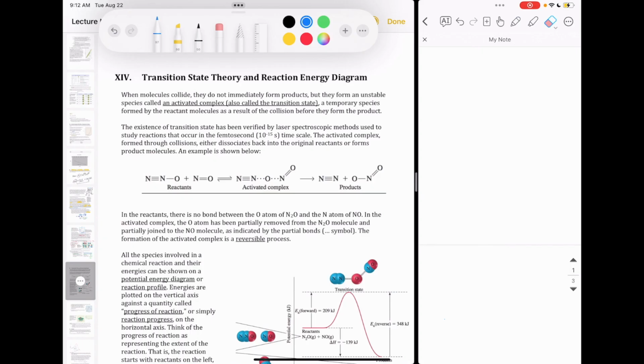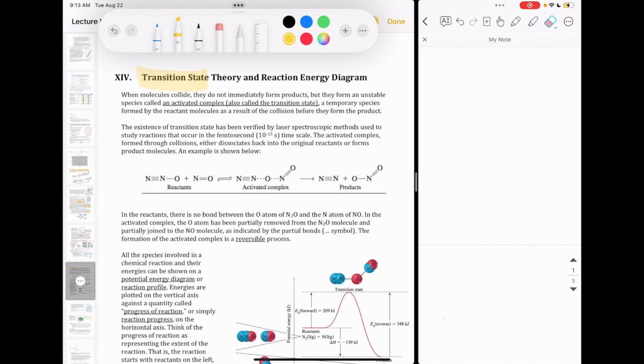Earlier, we had talked about the importance of the activation energy as well as the orientation factor. Now, it turns out that when the collision happens between reactant particles, they don't immediately become products. They actually form a species in between reactants and products that has a very high energy. And this is what we refer to as the transition state molecule.